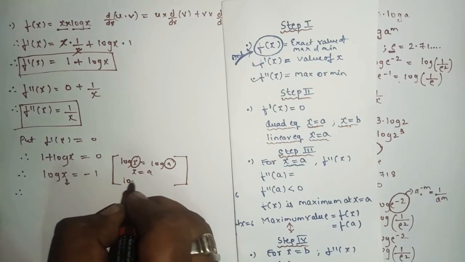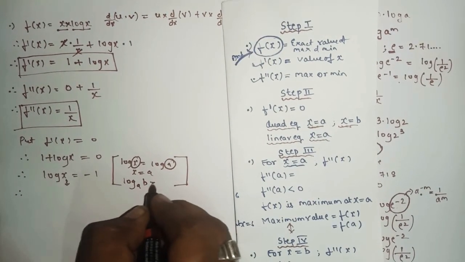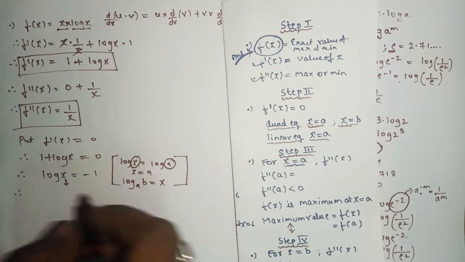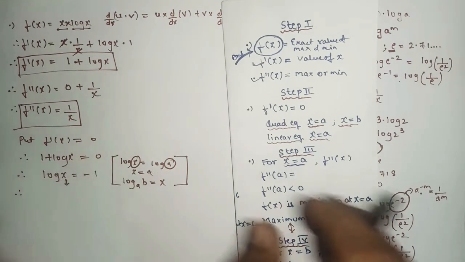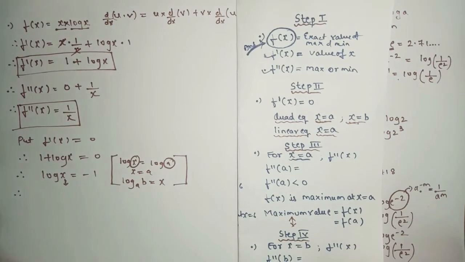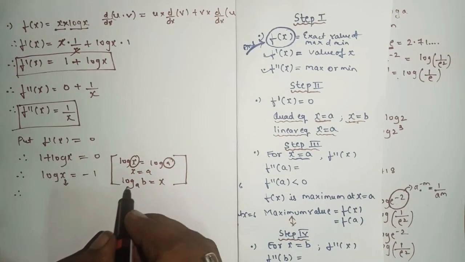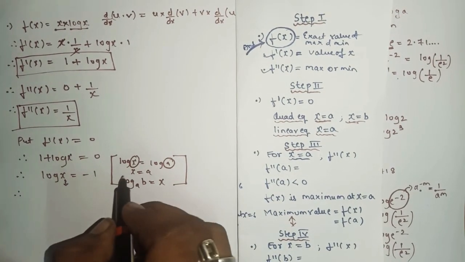Or else by using this formula also, log b to the base a equals to x, you can find your answer of x. So here in the base nothing is there, so we can take the base as e. Yes or no? Common base as e. So using this formula also you can find your answer, but I will suggest to apply the first step.